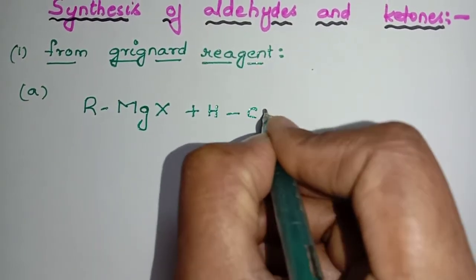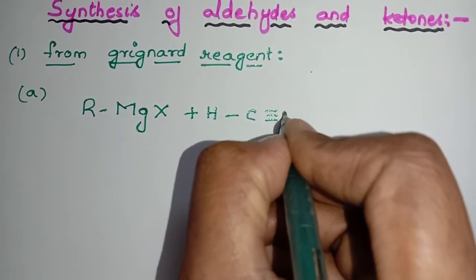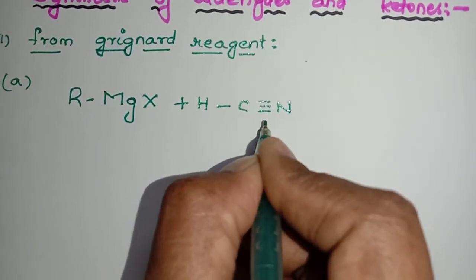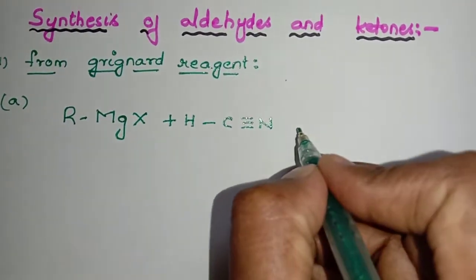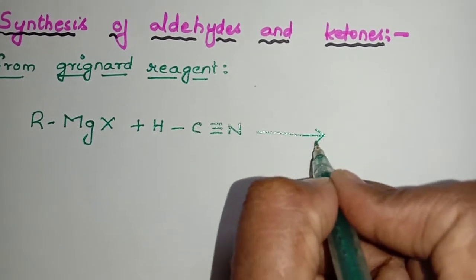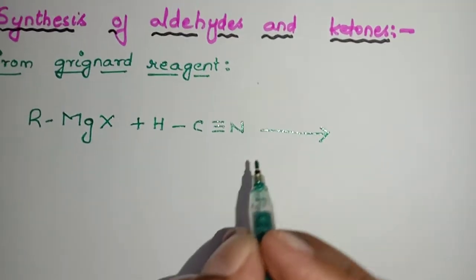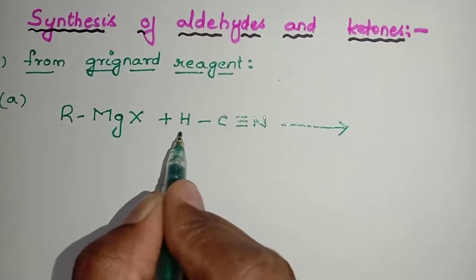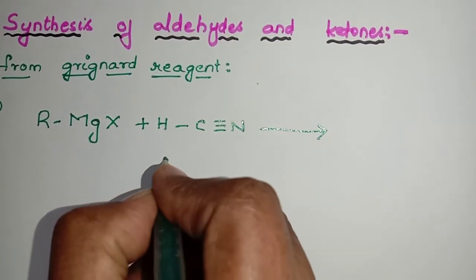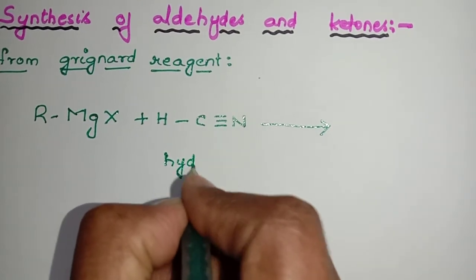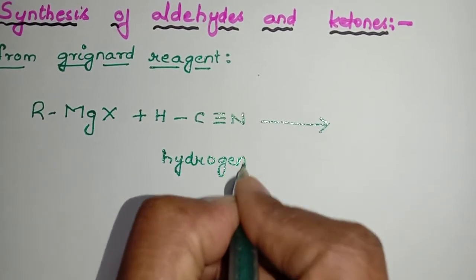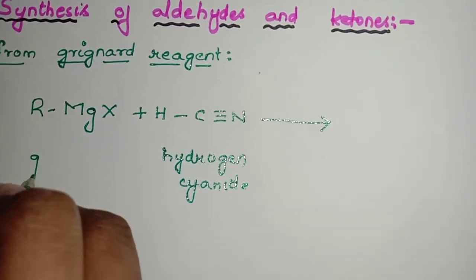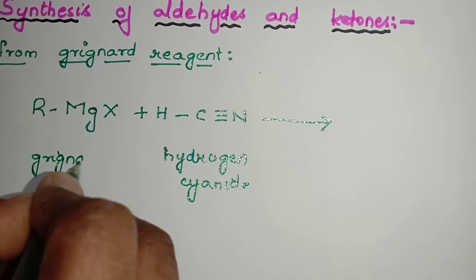What is hydrogen cyanide? HCN. So we write it as HC triple bond N. And when it is followed by hydrolysis, we can prepare aldehydes. So what happens when RMgX reacts with HC triple bond N? This is called as hydrogen cyanide. I am writing here hydrogen cyanide. This is Grignard reagent.